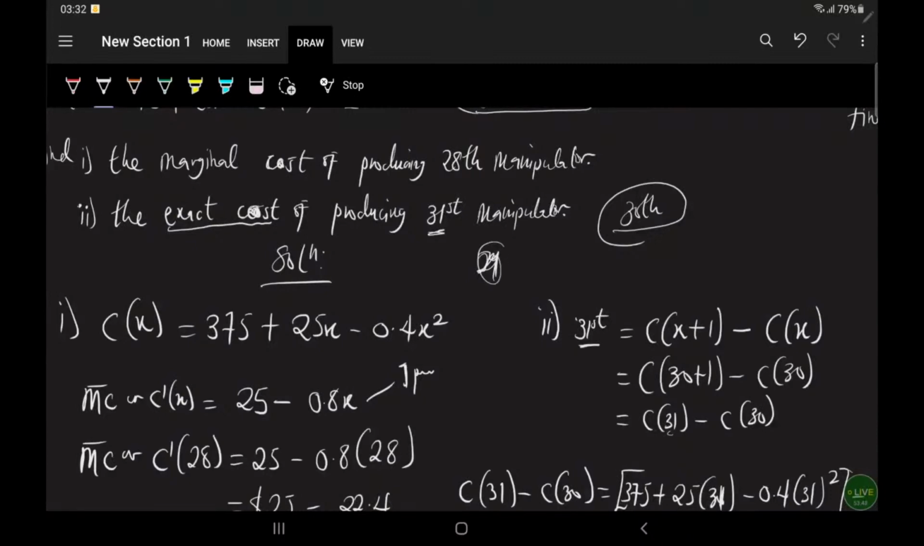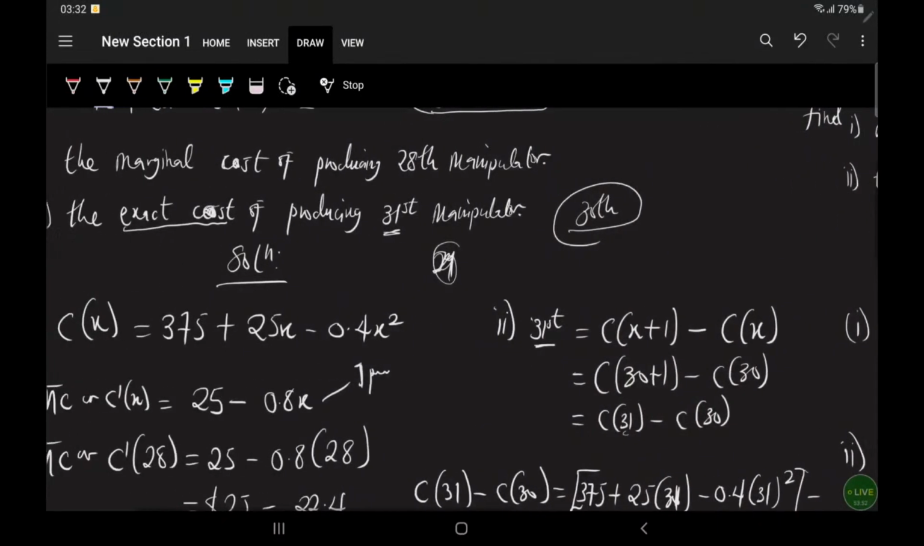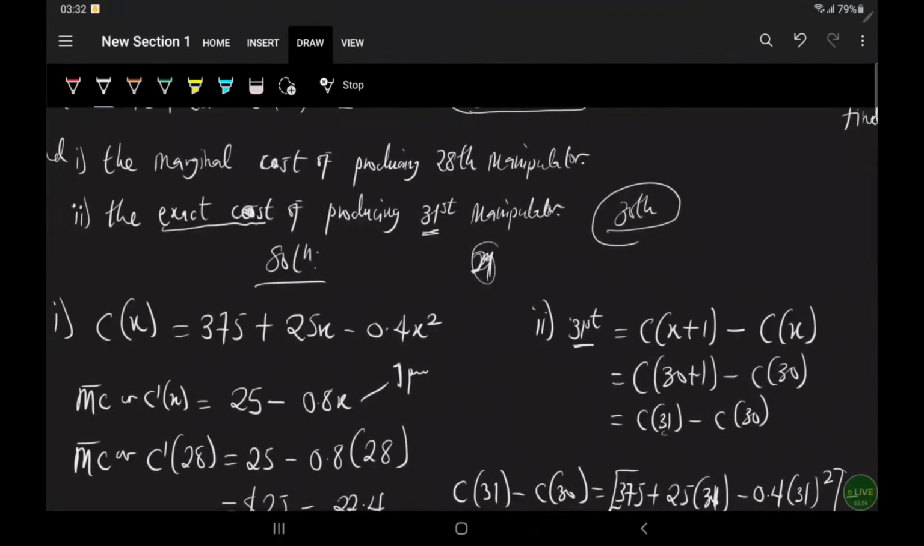Within the normal operation of the business, their output is 29. So in that case, to find the exact cost of producing the 30th manipulator, it is going to be the cost of 30 compared with the cost of 29. If, let's say, you have to find the exact cost of producing the 10th, meaning the business's normal output is 9, then it's going to be the cost of 10 compared with the cost of 9.